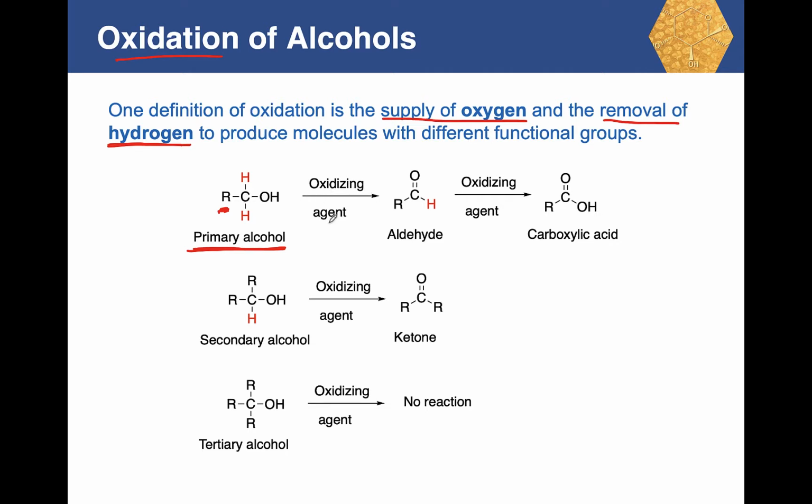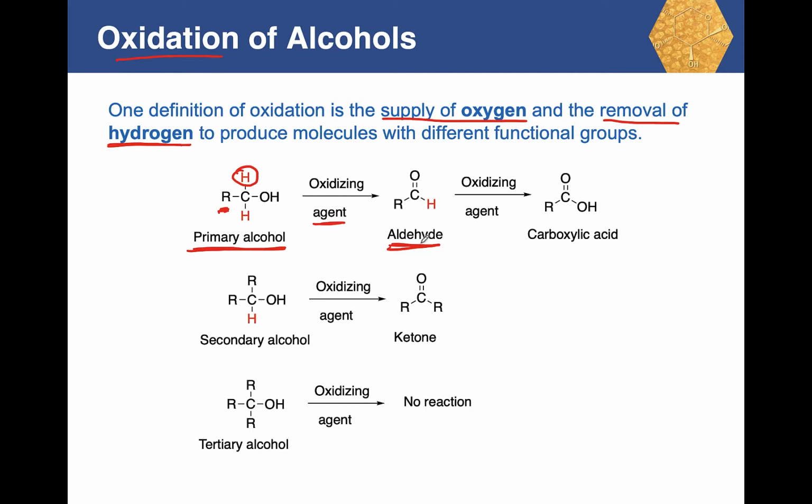In the presence of an oxidizing agent, which I will give you an example of on the next slide, it will remove one of these hydrogens, and you can see it's gone, and the OH group is oxidized to a carbon-oxygen double bond. This functional group is called an aldehyde, as you will recognize from the carbonyl that's bonded to an H.